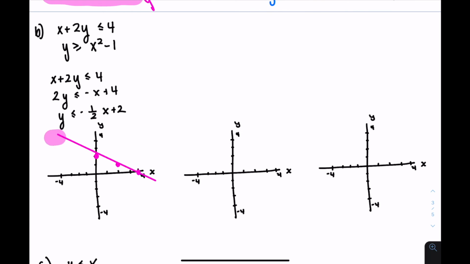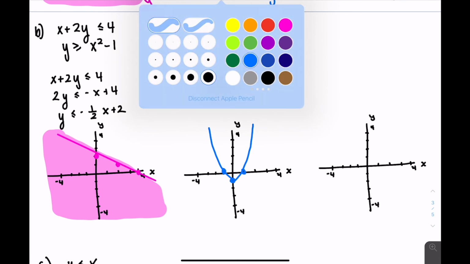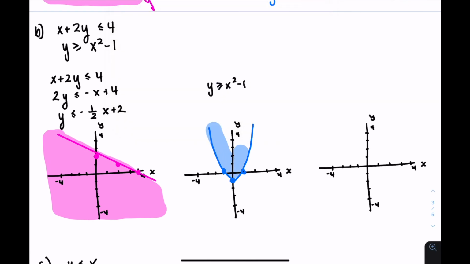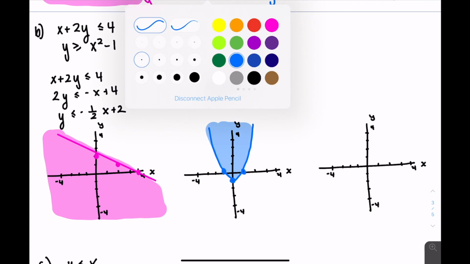And then I want the y values that are less than this line. So everything inside of here is going to work. Now, if I go ahead and look at my next inequality, I've got y is greater than or equal to x squared minus 1, and that's just a parabola. So I can draw my parabola as a solid line. Okay? And then I want the y values that are greater than the parabola. So everything inside of here is going to work.